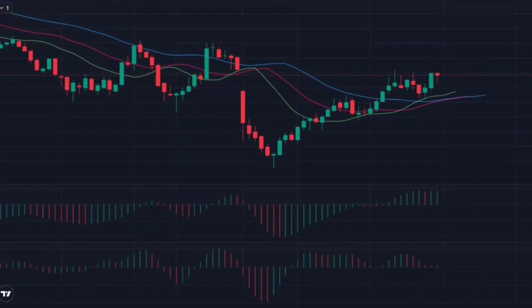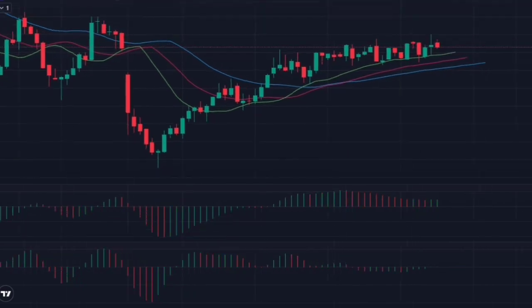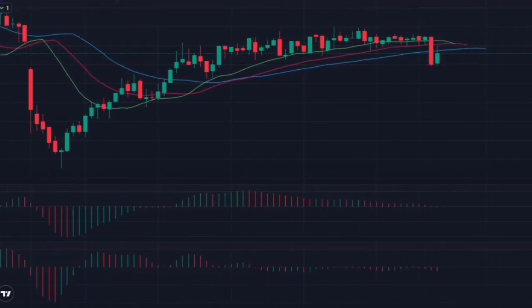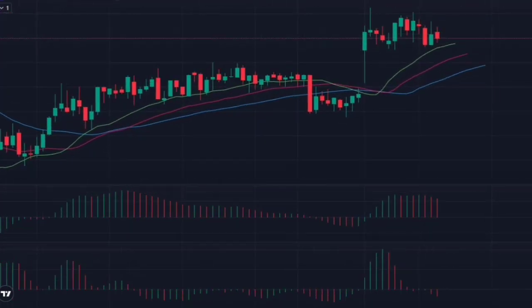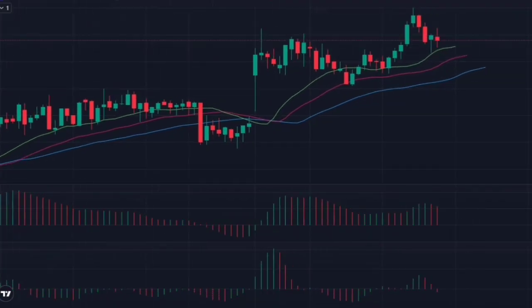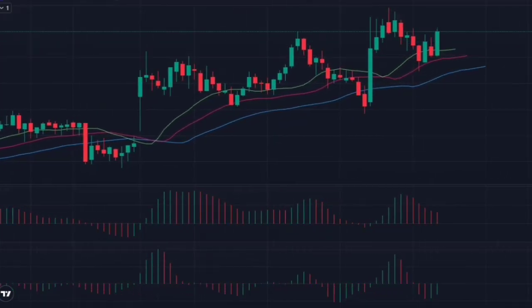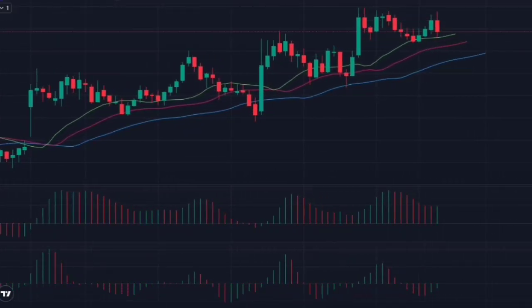Chapter 2. The Supporting Cast. AO, AC, Gator. Okay, so the alligator tells us when to trade, only in trends. Now, we need the precision tools for the entry. That's where the oscillators come in.